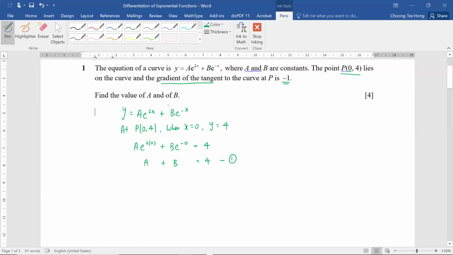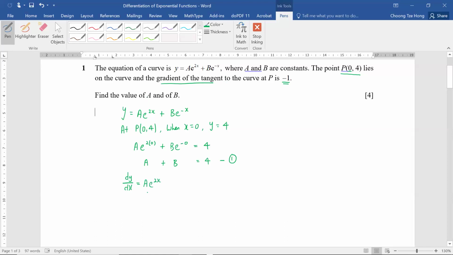Okay, so let's differentiate this exponential function. Exponential functions are extremely easy to differentiate. So the first term, a times e to the power of 2x, when you differentiate any exponential function, it basically just remains the same. All you need to do is to differentiate the power.